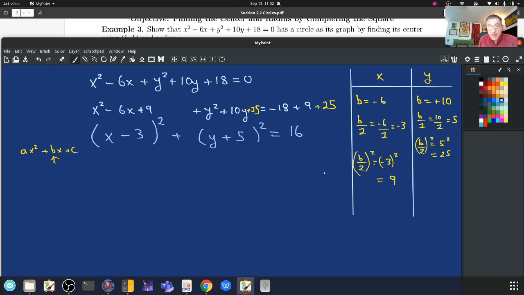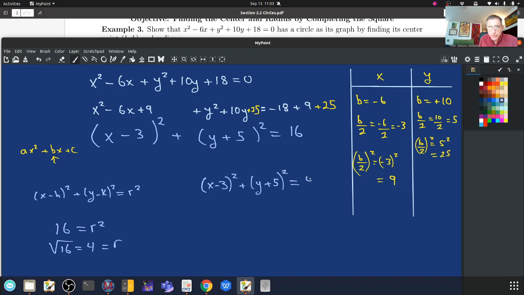16. And I'm almost there because I want it in the form x minus h squared plus y minus k squared is equal to r squared. So I take this 16 as my r squared. So the square root of 16, which is 4, is equal to my r. So my final answer is x minus 3 squared plus y plus 5 squared is equal to 4 squared.